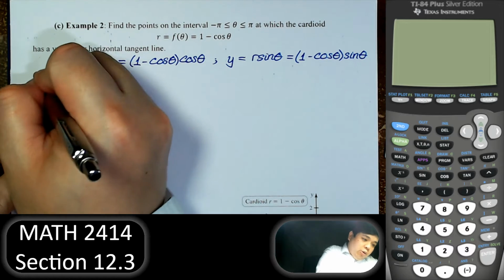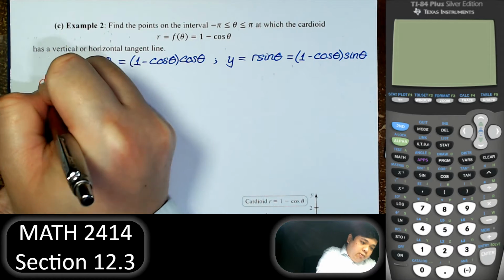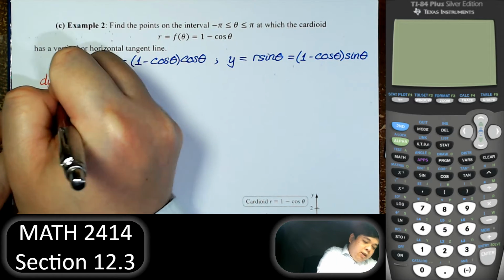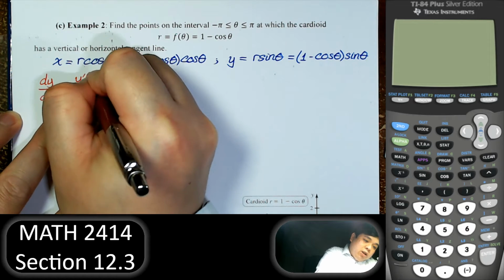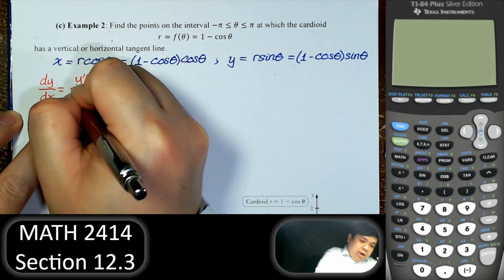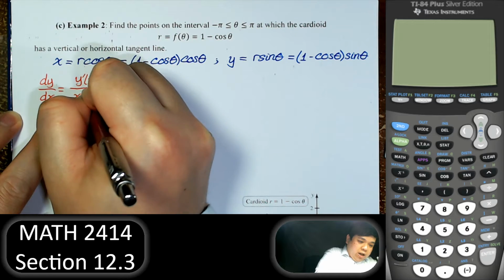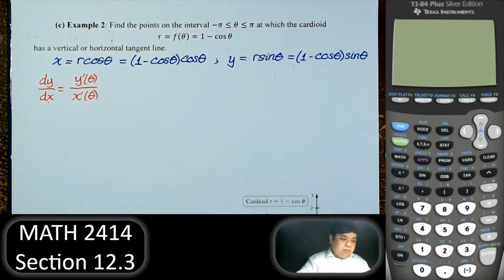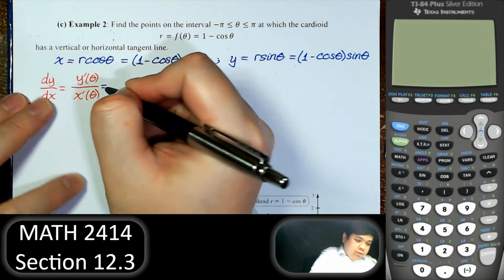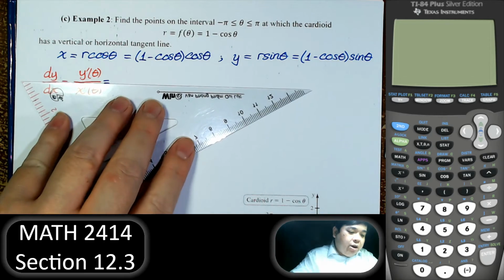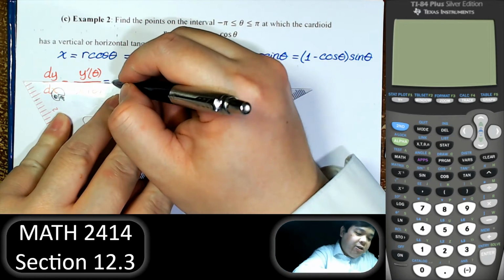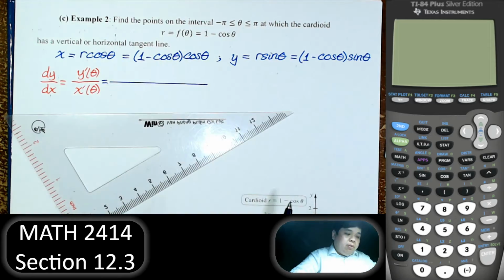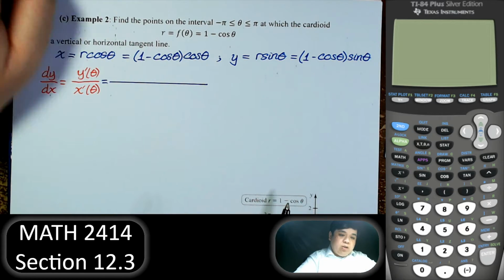Right, so the derivative is the derivative of y with respect to theta over the derivative of x with respect to theta. So write down the derivative of y with respect to theta. This is y.